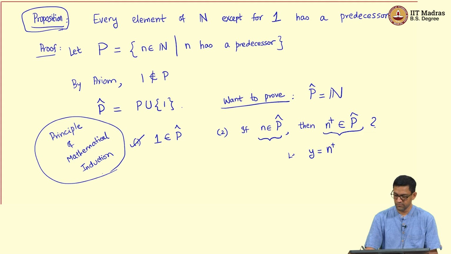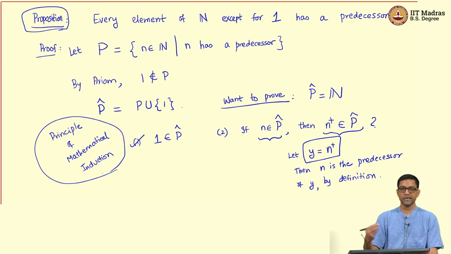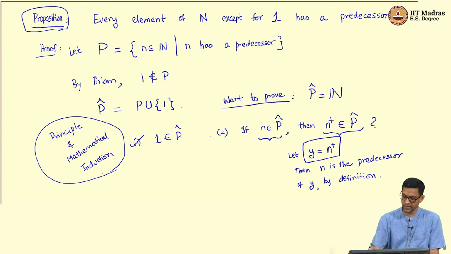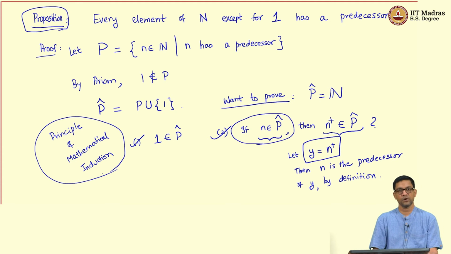So observe, if I define y as n plus, then by definition it is very silly in some sense, then n is the predecessor of y, just by definition. So that is what being a predecessor means. Okay, so in some sense there is very little to prove here, it is more or less just the definition. Okay, so this is also true. In fact, to prove this I did not even need my hypotheses, I did not even need to know that n belongs to P hat. Any element of the form n plus automatically has a predecessor, which is the number n itself.